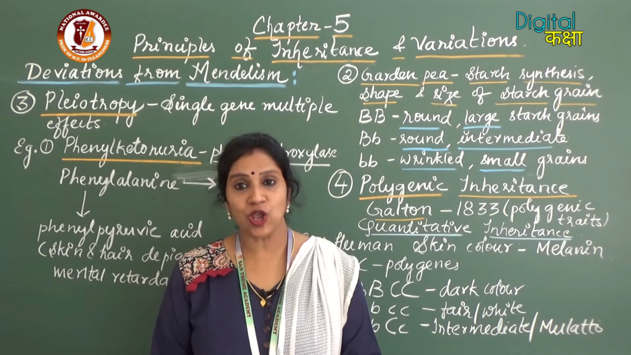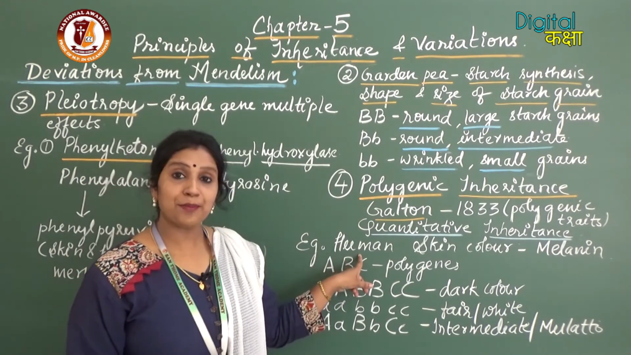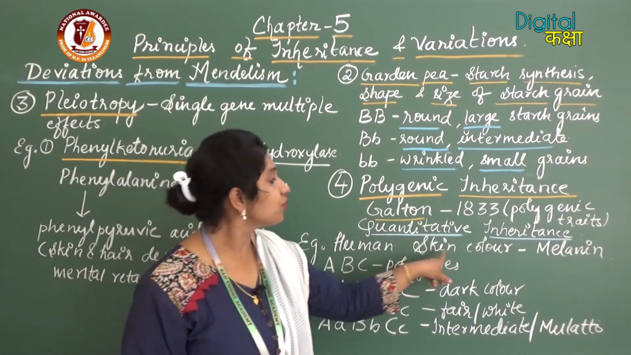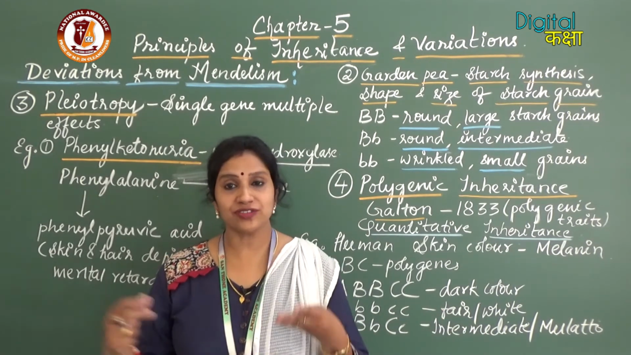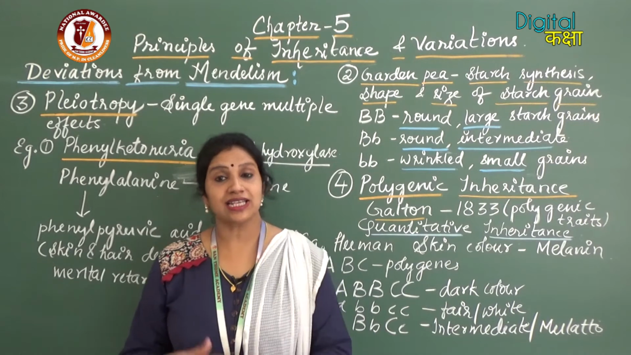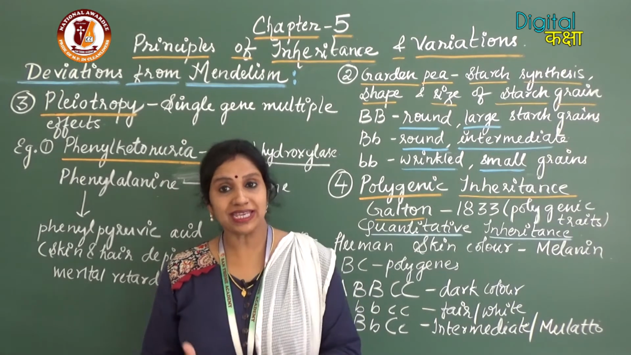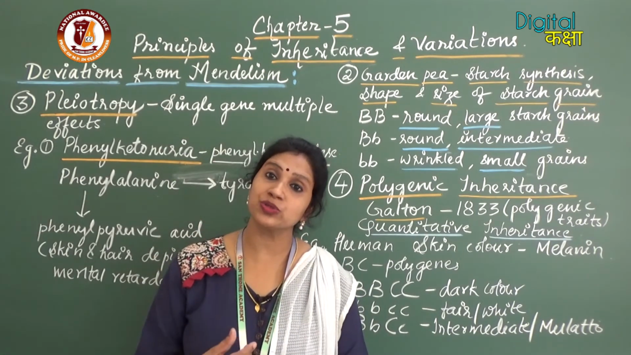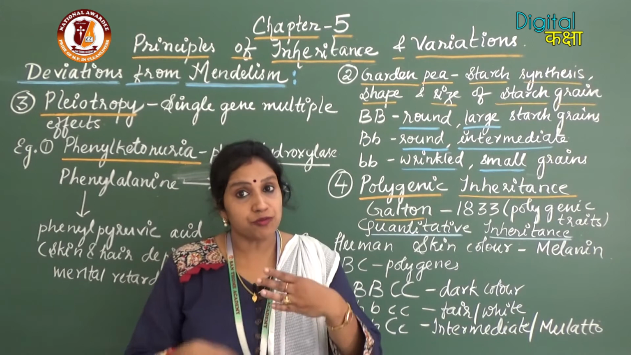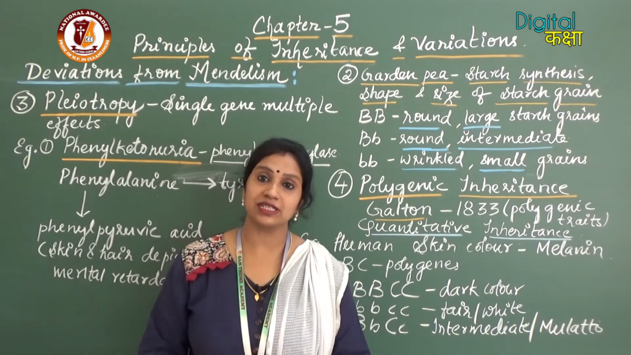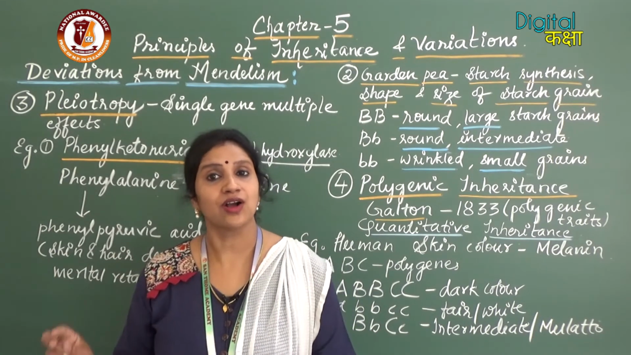Now let us see an example of this quantitative or polygenic inheritance. The most common example is human skin color. You all know that throughout the world a number of skin colors are there. Skin colors are due to the production of the skin pigment melanin. Depending upon the concentration of melanin produced in an individual, the color varies from dark to fair. If more melanin is produced, the color of the person will be dark, and if very little melanin is produced, the color of the person will be fair or white.